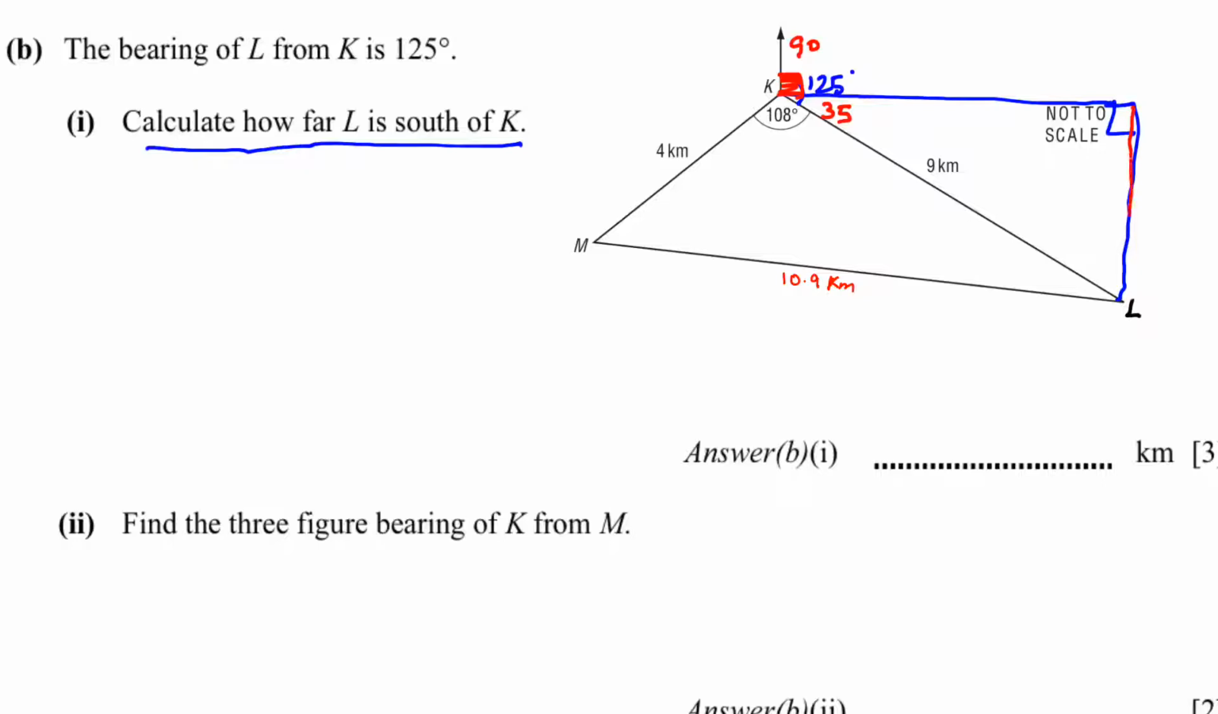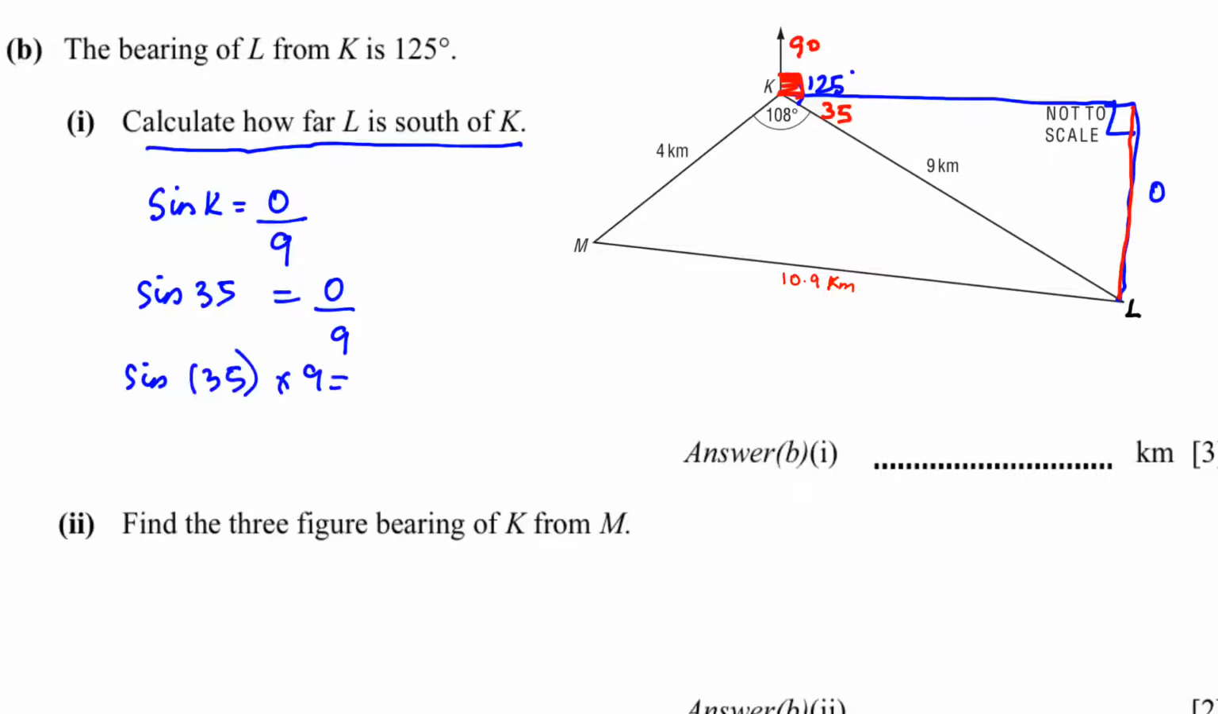If I want to find this side, I can use the sine rule. Sine K is equal to opposite over hypotenuse. Hypotenuse is 9. So sine 35 is equal to opposite over 9. Sine 35 times 9 will give us the opposite, and that is going to be 5.16. So the answer is 5.16 kilometers.